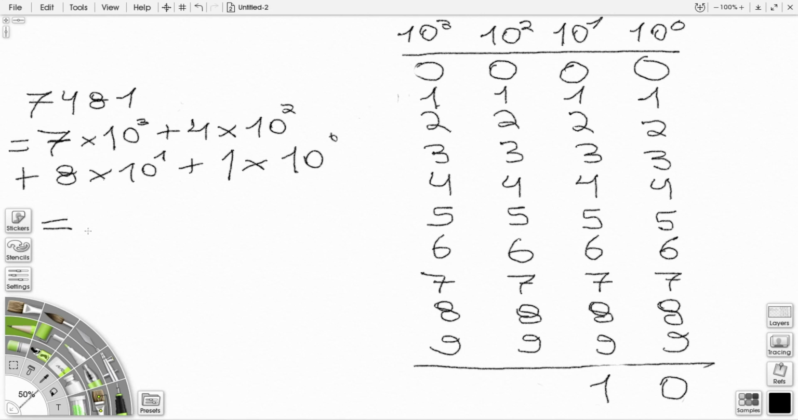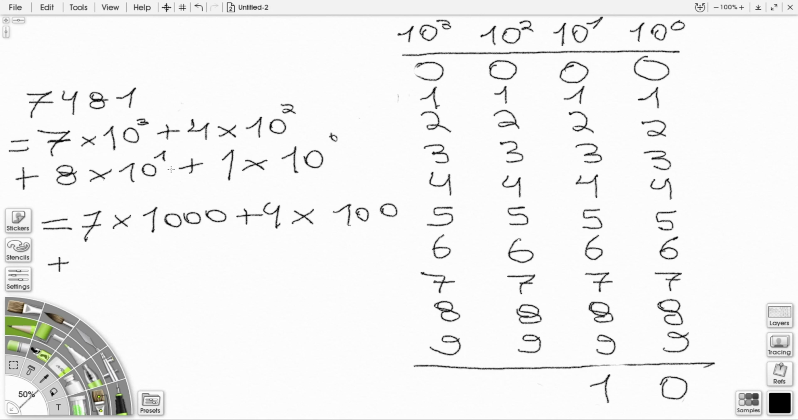So 10 to the cube is 1,000, right? So 7 times 1,000, right? Plus 4 times, so what is 10 to the square? Well, 10 times 10, so 100, plus. And guys, this is a little ugly, so sorry about this, but I think you guys are getting the idea. If you're not, please tell me in the comments.